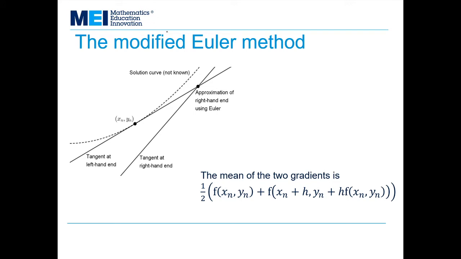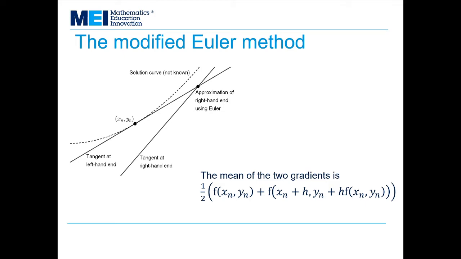So here's our diagram with our solution curve and our point on the curve xn, yn, and for the Euler method we assumed that the tangent at that point would remain constant in order to approximate the right-hand end. So our approximation favours the left-hand end of the interval because it's assuming that the gradient at the left-hand end is what's going to determine the behaviour. If we could find the gradient at the right-hand end as well and find the average, then that would give us a gradient that was somewhere in between what happened over the interval, and it would be a better approximation.